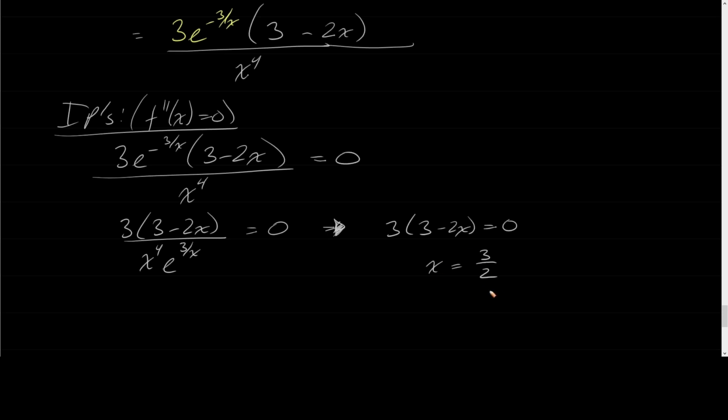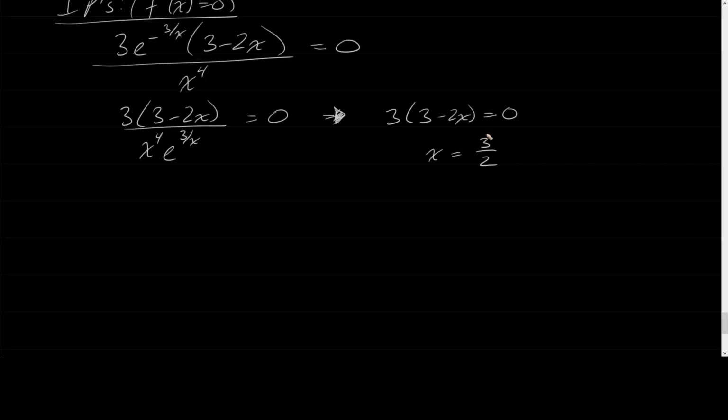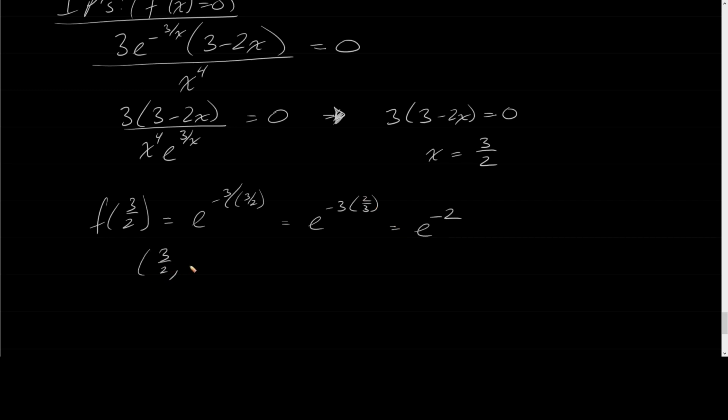So there we go. That is a point of inflection. That's the x value. As far as the y value is, well, we would have to just plug it into the original function. So we need f of 3 halves, which would be e to the negative 3 over 3 halves. So in here I've got 3 divided by a fraction, which we know is the same thing as multiplying by its reciprocal. These 3's cancel each other out, so I get e to the negative 2. So our point of inflection is at 3 halves comma e to the negative 2.